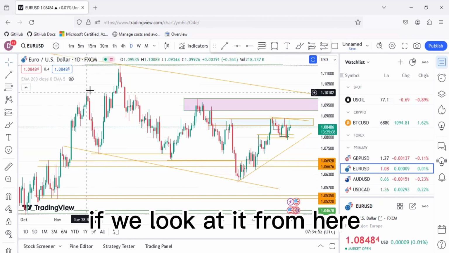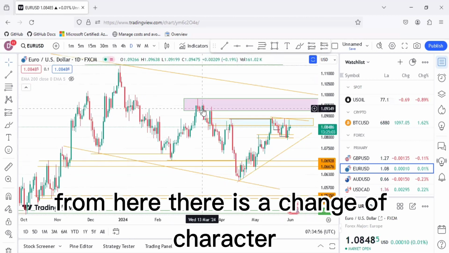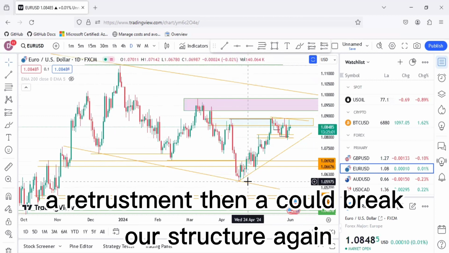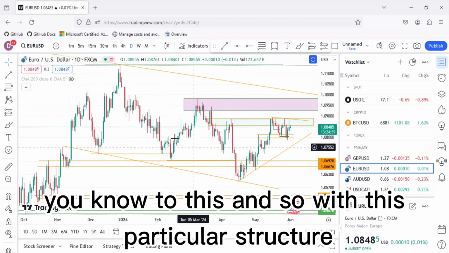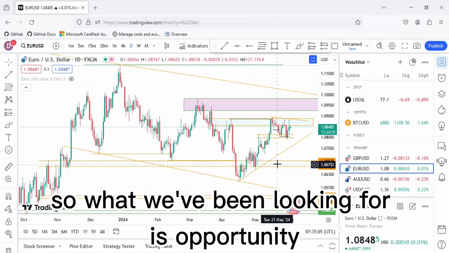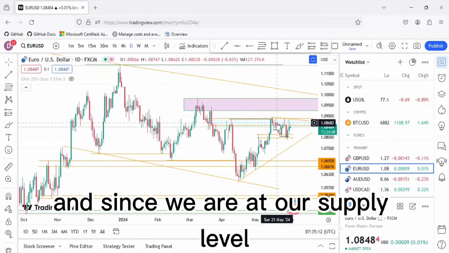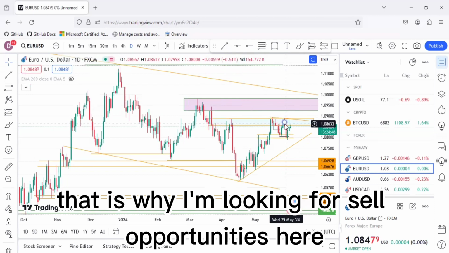If you look at it from here, we are in an uptrend, but from here there's a change of character, a retracement, then a break of structure again, to this standard. So with this particular structure, it shows we are in a downtrend. So what we'll be looking for is opportunity, and opportunities are at our supply level. And since we are at our supply level here, that is why I'm looking for a sell opportunity here.